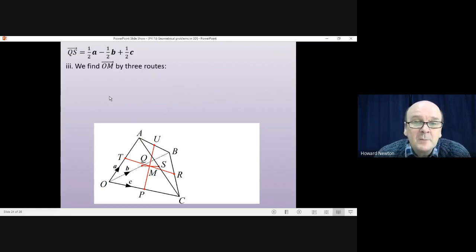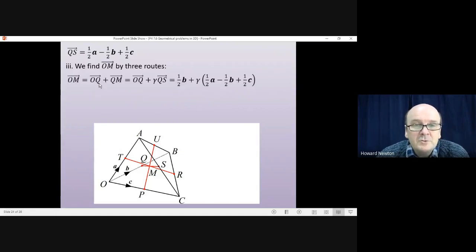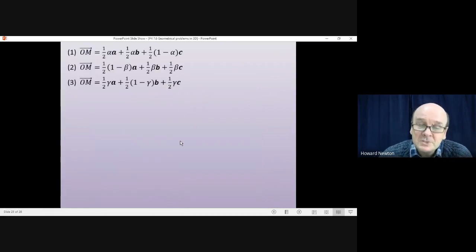And then the third route I'm going to take is using the diagonal QS. So I'll go from O to Q and then from Q to M, which means I've gone from O to Q plus some fraction of the vector QS. And the fraction in this case I'm going to call lambda. Substituting in QS, which I found in part one, gives me that. Multiplying out the brackets, collecting together terms, gives me that for the vector OM. So we now have three equations, three different ways to find the vector OM.